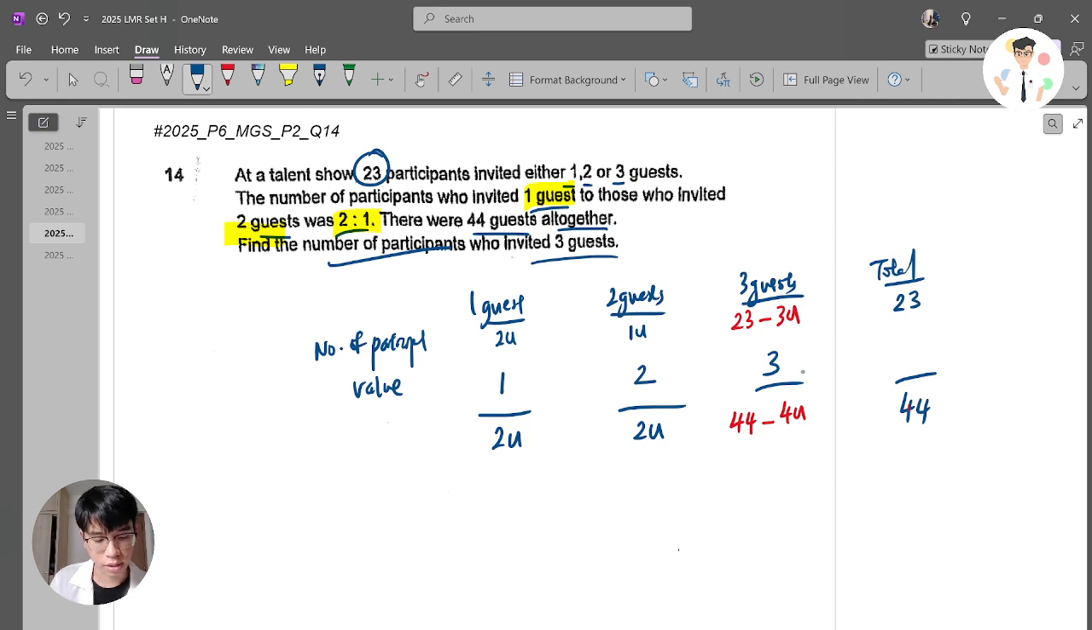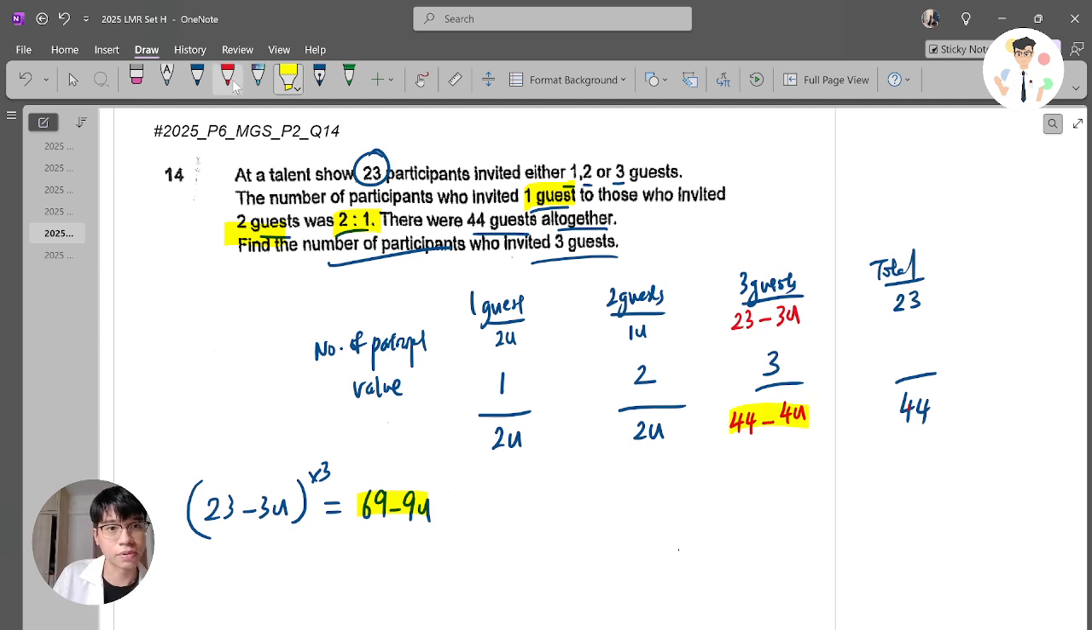Yes, let me just try this out. Okay, so this multiplied by 3 equal to this. So 23 minus 3u, and this whole thing I times 3 should give me 69 minus 9u. And I know that this and this are supposed to be the same. So 69 minus 9u equal to 44 minus 4u.